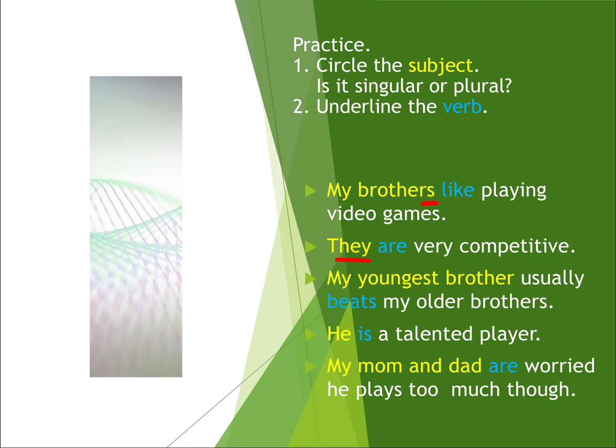My youngest brother. It's a singular noun. My youngest brother usually beats. Beats who? Beats whom? My older brothers. That's the object. He is a talented player. He, singular subject. My mom and dad are worried. My mom and dad. We have two subjects, subject 1 and subject 2. So we have a plural subject. They are worried. Again, you can see the verbs in blue.